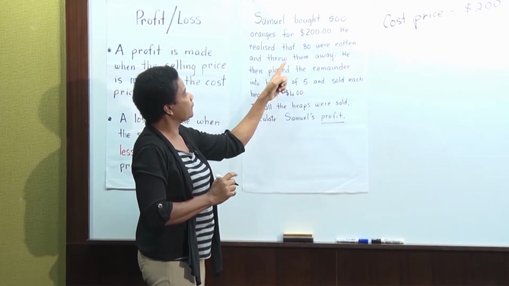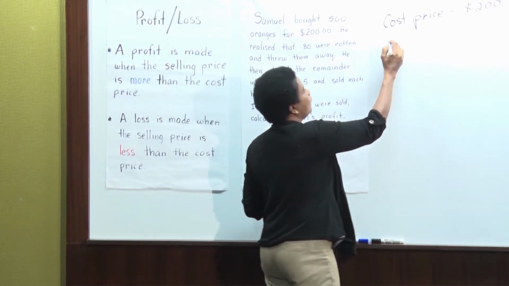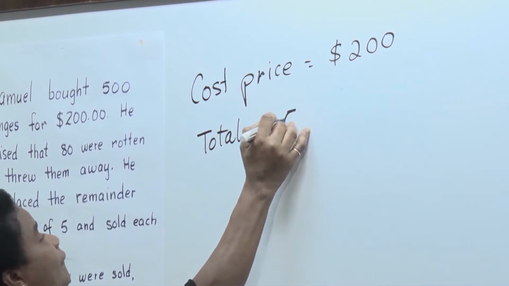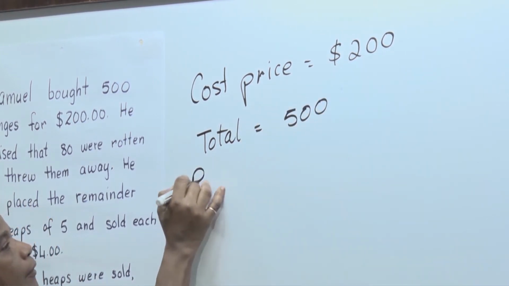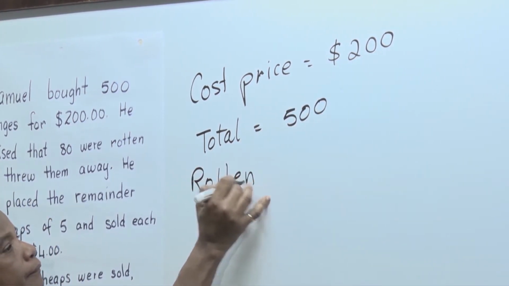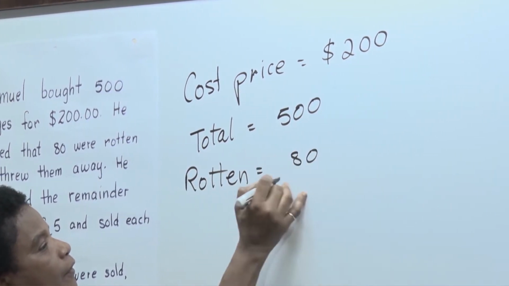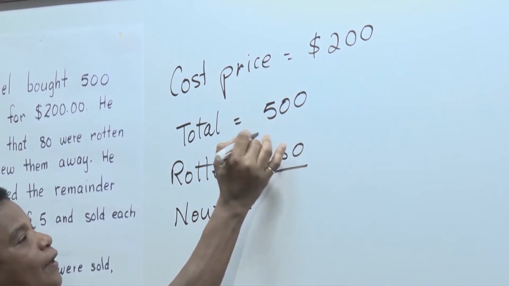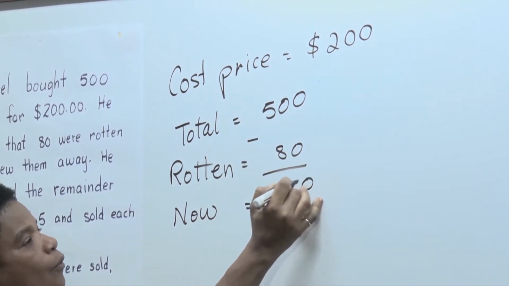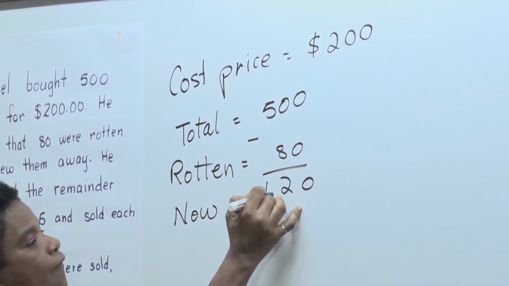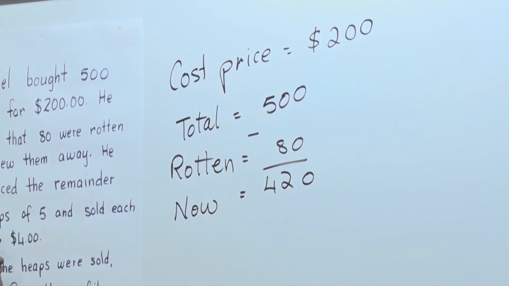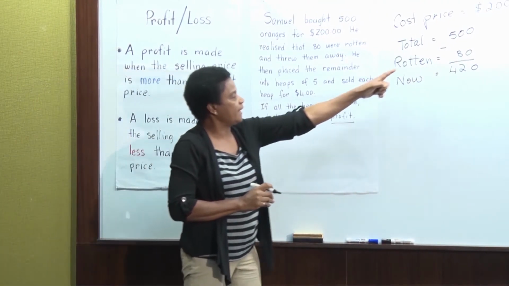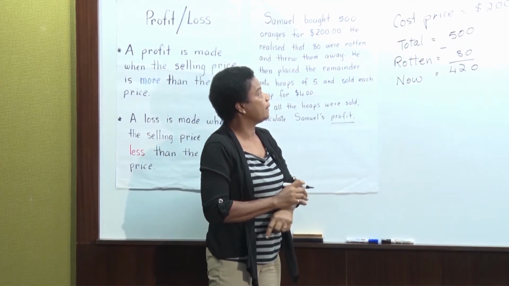What else do we know? 80 were rotten and he threw them away. So our total oranges that we now have: we had 500, rotten were 80, so therefore he now has 500 less 80, which would be 420 oranges. So we are now dealing with 420 because 80 were rotten and he threw them away.